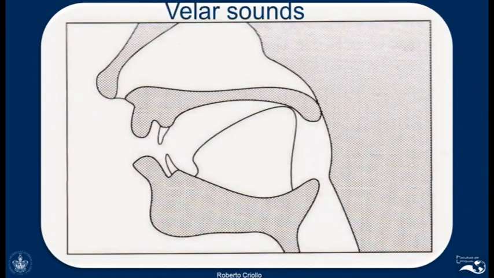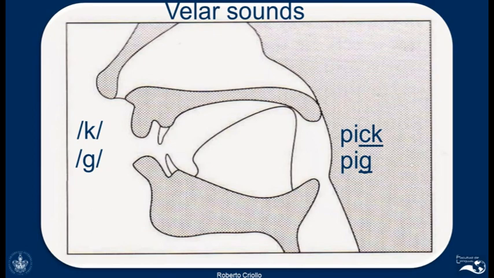Now let's move on to the velar sounds. We can see here that the parts involved in production of velar sounds are the back of the tongue and the soft palate. Some examples of velar sounds are k, as in peck. There is also g, as in peg. And there is ng, as in the word peng. So all of these are velar sounds because they are produced with the back of our tongues touching or approaching the soft palate or velum.